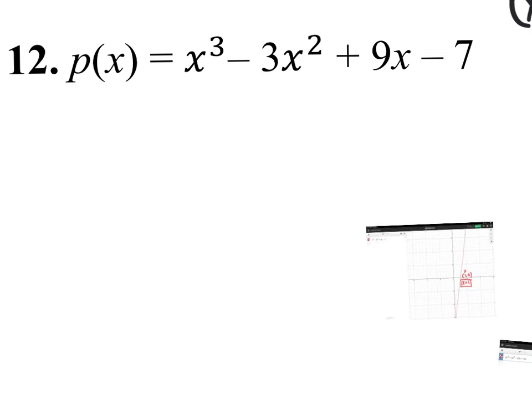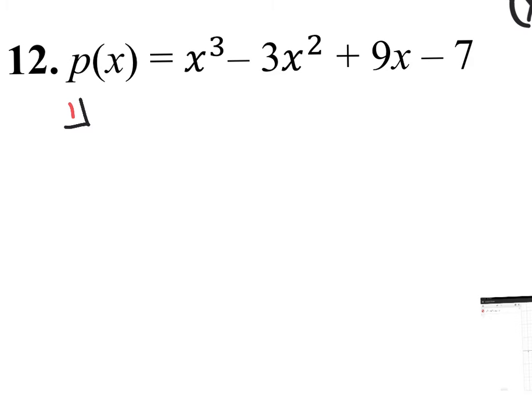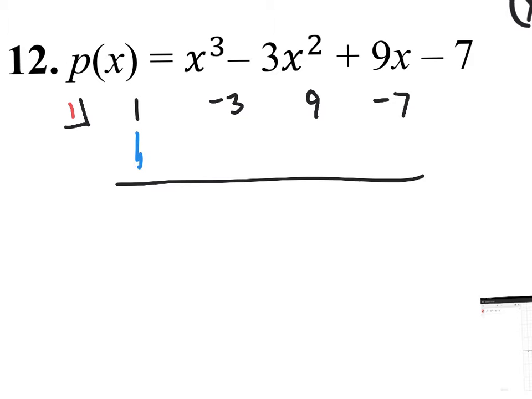So we know x equals 1 is an answer. Put a 1 right in there. And then you have your coefficients, 1, negative 3, positive 9, negative 7. As you go down, you combine. 1 plus 0 is 1. As you go up, you multiply. 1 times 1 is 1. As you go down, you combine. Negative 3 plus 1 is negative 2. As you go up, you multiply. 1 times negative 2 is negative 2.